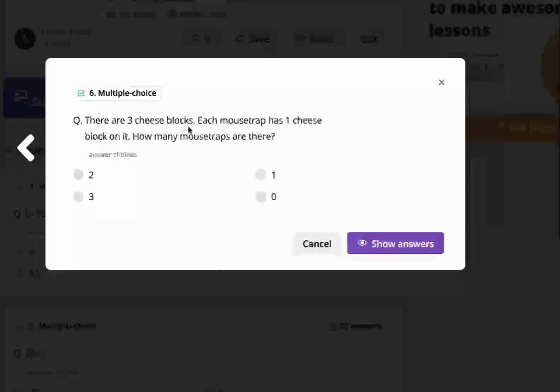There are 3 cheese blocks. Each mousetrap has 1 cheese block on it. How many mousetraps are there? So we divide 3 by 1. 3 divided by 1 equals 3. Okay, my heroes, any problems? Any questions?